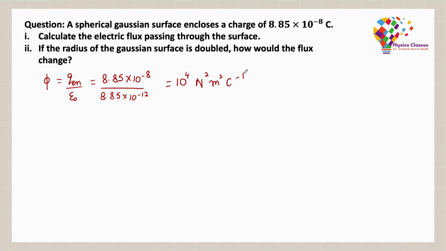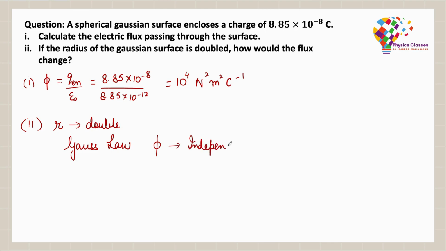Now for the second part, since they're talking about the radius, if I double the radius, there will be no effect on the flux, because as we saw from Gauss law, my flux is independent of the radius. It is only dependent on the charge that is enclosed. Because it is independent of the radius, there will be no effect on the flux. The flux would remain the same. So I hope this question is clear.